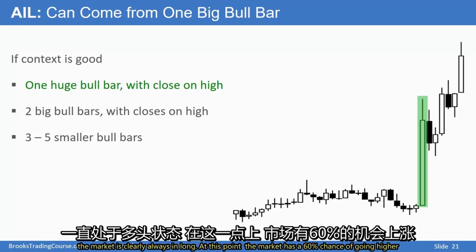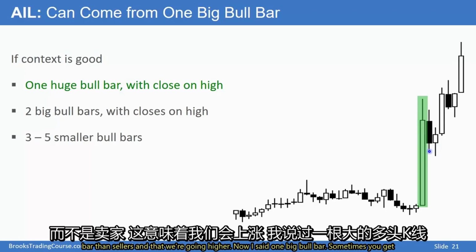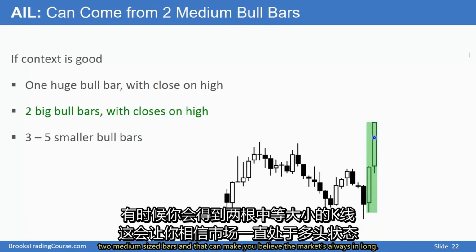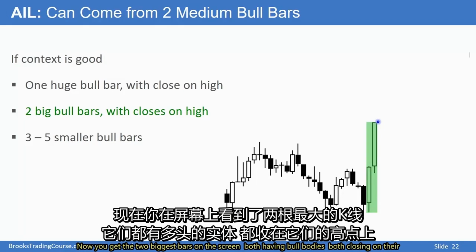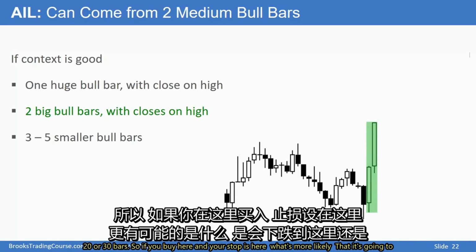At this point, the market has a 60% chance of going higher, probably up for a measured move. A reversal attempt like this, more likely buyers below that bar than sellers, and that we're going higher. Now, I said one big bull bar. Sometimes you get 2 medium-sized bars, and that can make you believe the market's always in long. So at this point, you think it's always in long? Maybe you need one more bar. Well, you got it. Now you got the 2 biggest bars on the screen, both having bull bodies, both closing on their highs, and this bar closing above the high of the past 20 or 30 bars, far above the high of the past 20 or 30 bars.